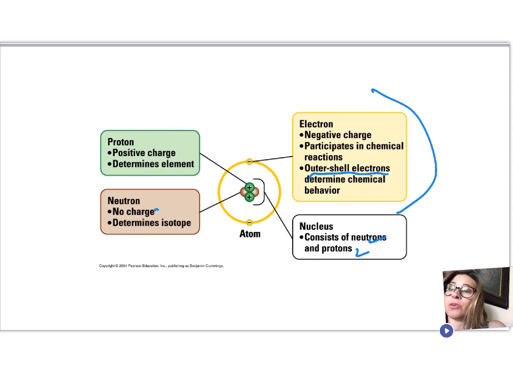A neutron has no charge, and it is important in determining isotopes, just like on the previous slide. A proton has a positive charge and tells us what kind of element we're dealing with. It gives us the atomic number. Okay, so let's talk about something else.